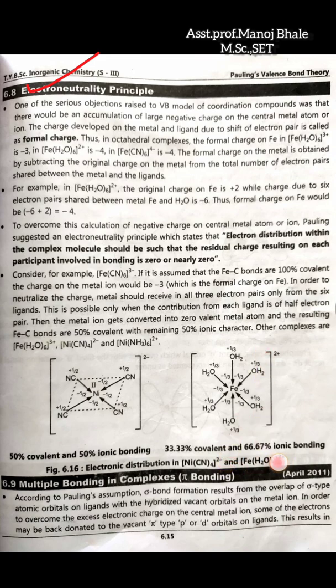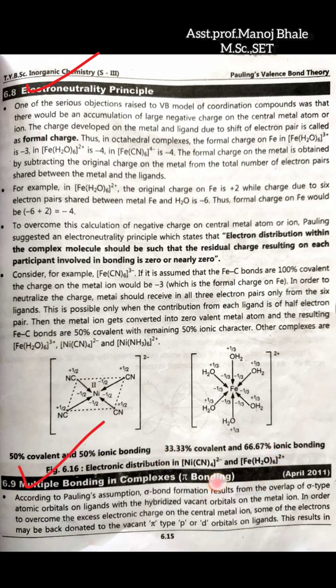covalent character and 66.67% ionic character present in this complex. That means we can easily determine the charges, or we can easily determine the covalent character and ionic bonding which is present in this complex.